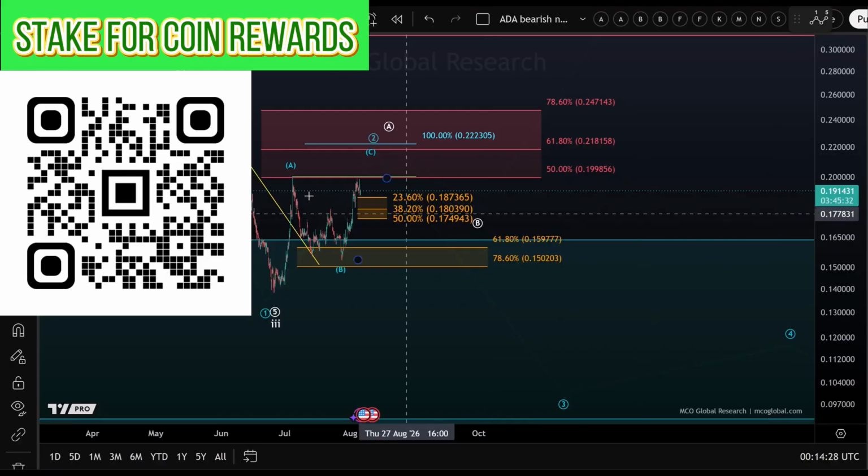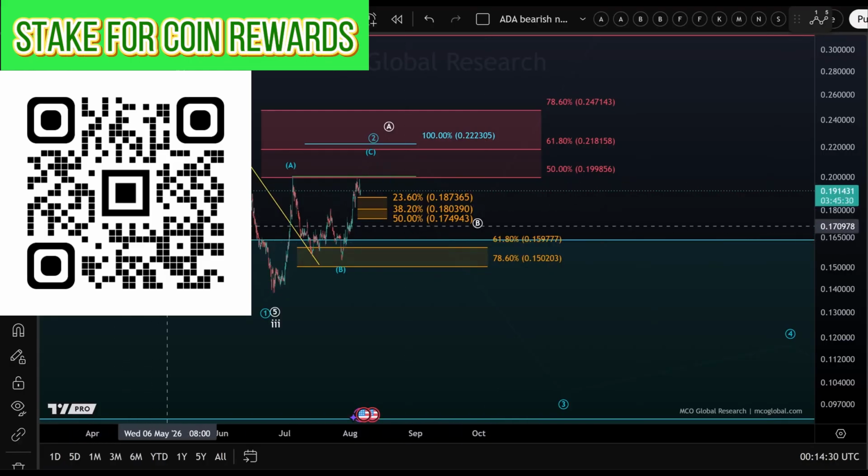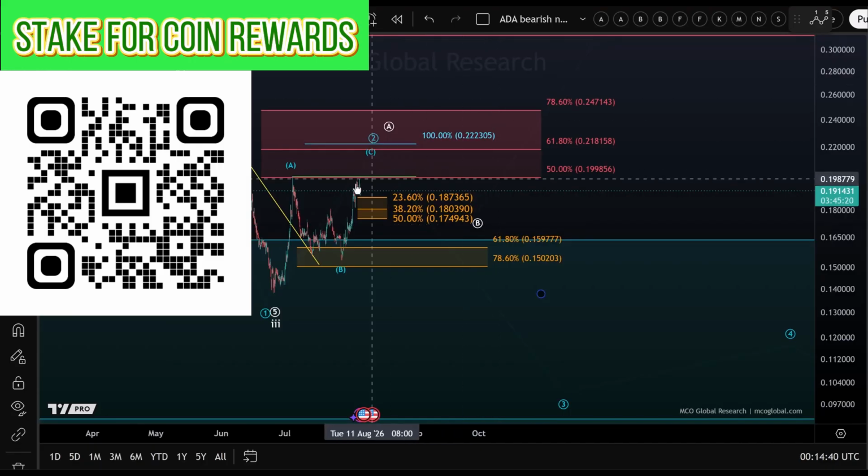I hope this gives you a good idea of what we are watching for on the ADA chart. I would expect a little bit more upside, but overall it does seem to be a corrective rally, and there's currently not enough evidence to say that a major low has formed.